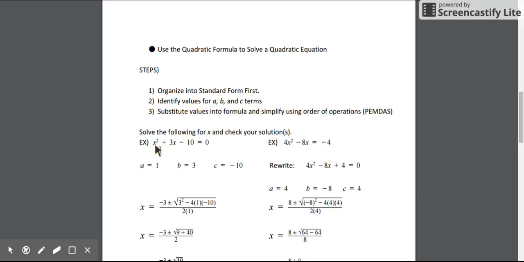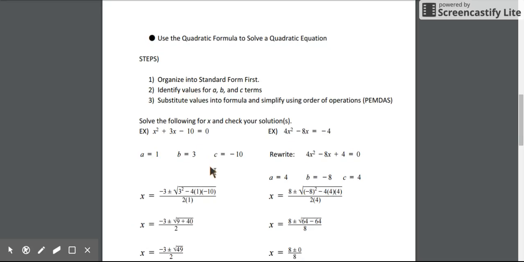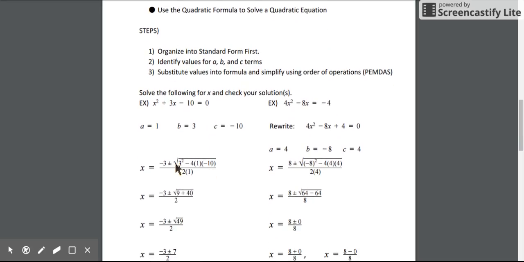We can go ahead and identify the a term. It might be invisible if it's 1, but it's in front of x squared there, so a is 1. The number in front of x to the first power is positive 3, so b is 3. And c is negative 10. Numbers are going to keep the sign that's in front of them, so your c value is negative 10. So we just substitute those into our equation.